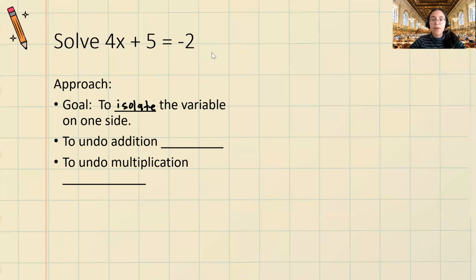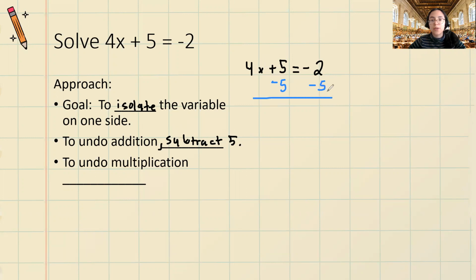So we have 4x plus 5 is equal to -2. Okay, so remember, we want the x by itself, and we have this plus 5 here, so this is where we're going to start. To undo this addition of a positive 5, we're going to subtract 5. So we're going to subtract 5 from both sides. Remember, we have to do it to both sides.